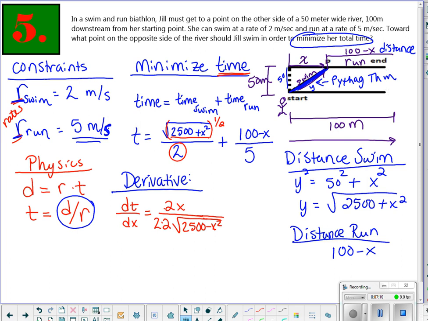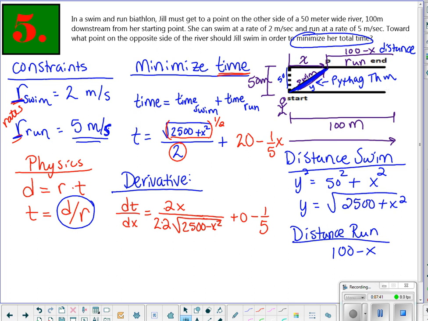Next section, let's reword the 100 minus x. It could be written as 100 divided by 5 minus x divided by 5, so a 1/5 x. And that will make a plus 0 minus a 1/5 in our derivative.